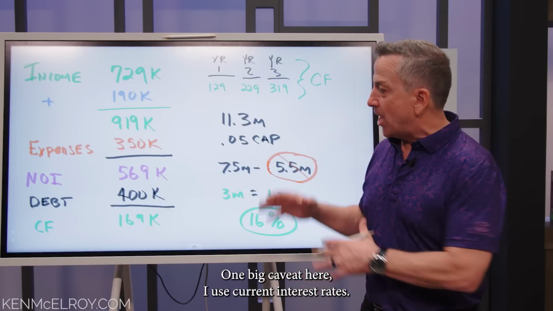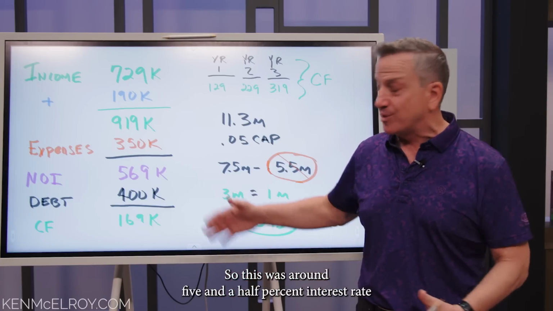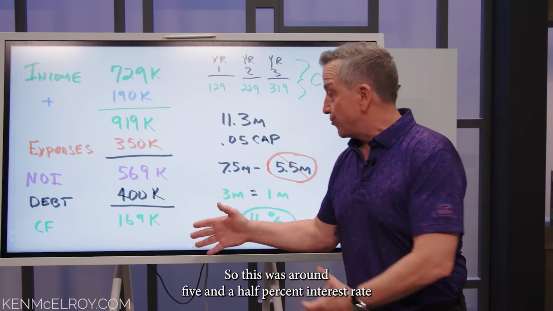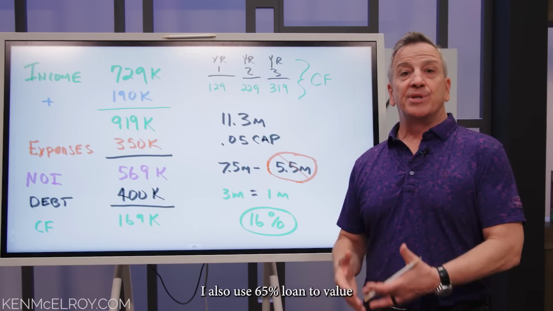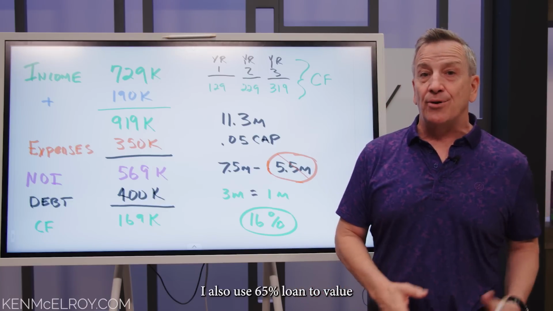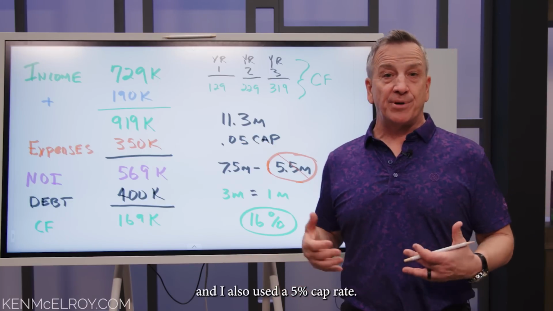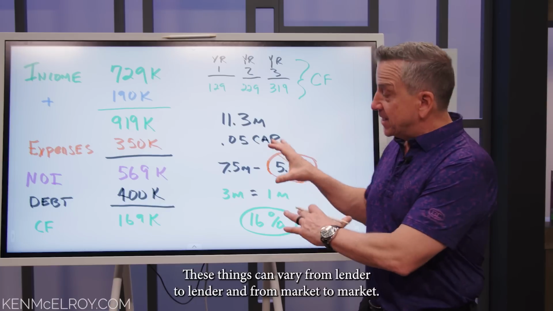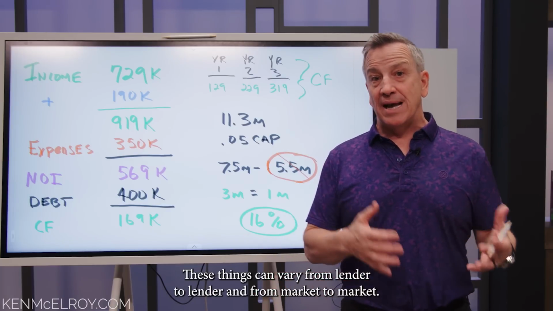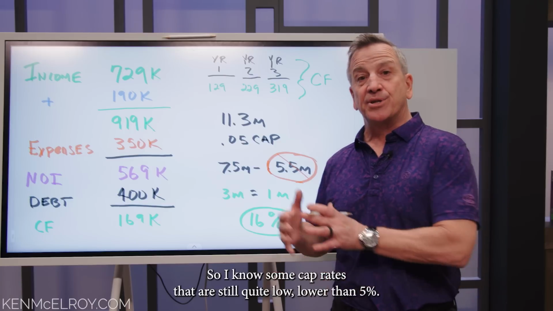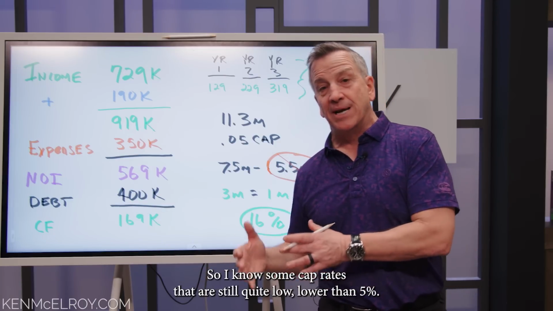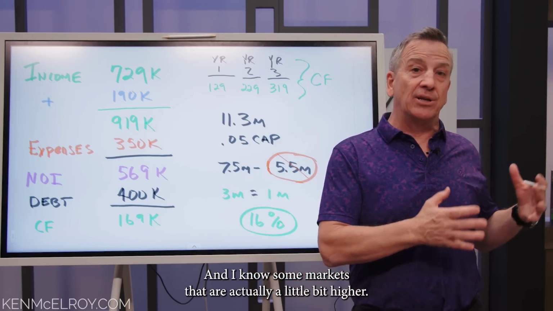One big caveat here: I used the current interest rate. So this was around a 5.5% interest rate on the $7.5 million new loan. I also used 65% loan to value, and I also used a 5% cap rate. These things can vary from lender to lender and from market to market. So I know some cap rates that are still quite low, lower than 5%, and I know some markets that are actually a little bit higher.